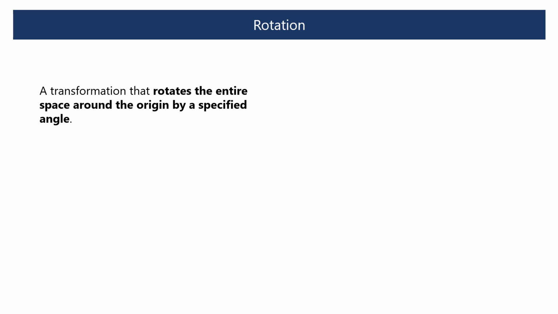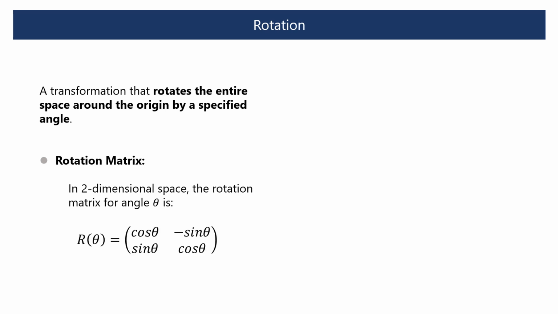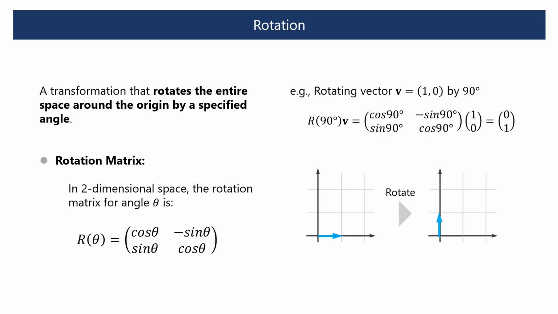Now, let's see how we can represent some representative types of linear transformation using matrix. The first is rotation. Rotation is a transformation that rotates the entire space around the origin by a specified angle. In a two-dimensional space, the rotation matrix for an angle theta can be expressed in this way. For example, we can express a linear transformation that rotates the vector v by 90 degrees in this way.